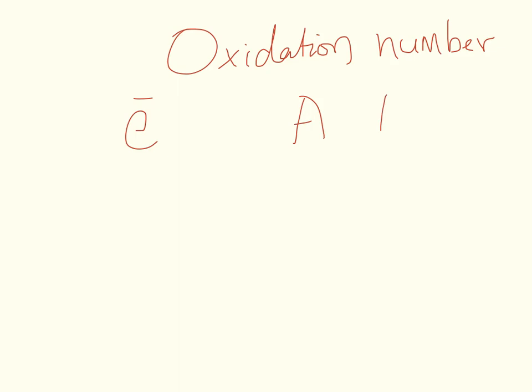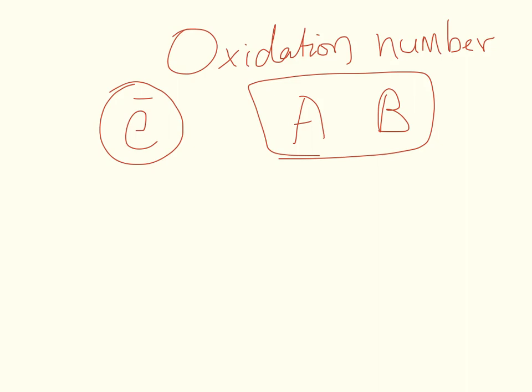two elements A and B react together or form a molecule together. Very general. The reason I'm saying number of electrons involved is because sometimes some elements give out electrons, some elements share electrons, right? So number of electrons involved. So what is this oxidation number?